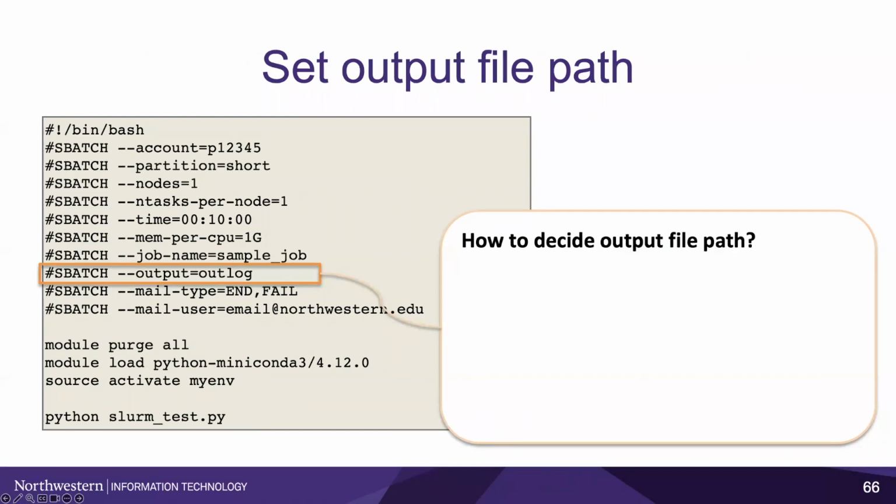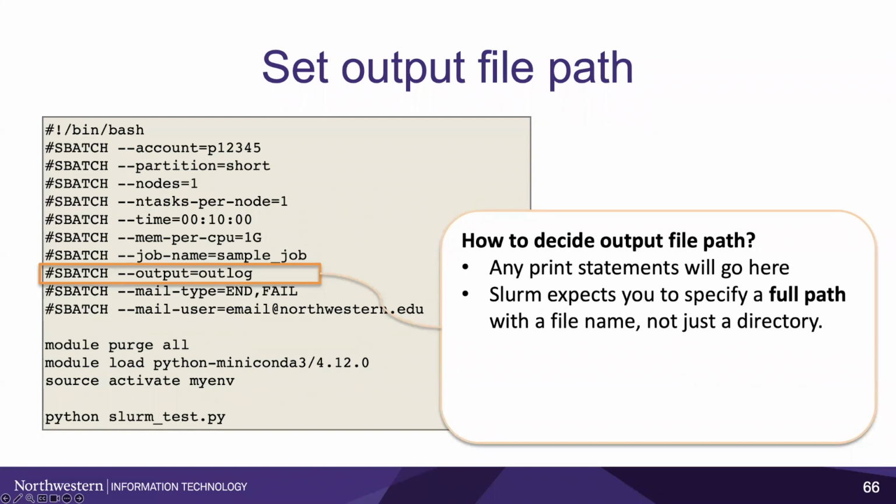The next one is the output directive. Now, just to clarify, this is where the standard output is written. What this means is that if your program has any print statements, this is where they will be written. On the other hand, if your program is saving any data files or plots, those will be directed somewhere else, which can often be specified within the software call.